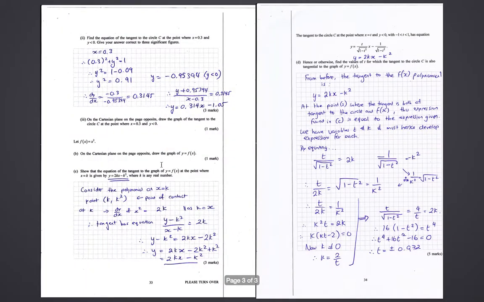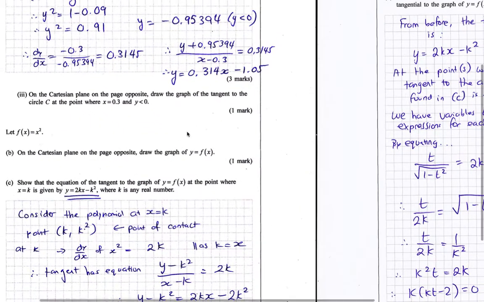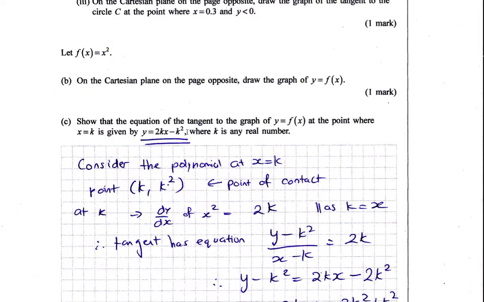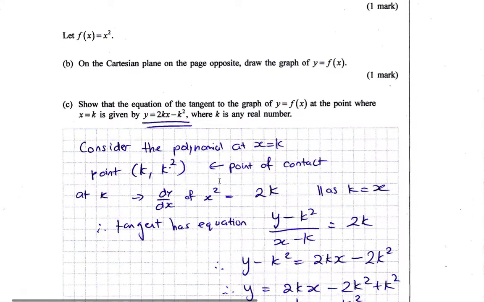Okay, so we've drawn our graphs on, and now we're getting to the fun stuff. This is where we're getting to quite a bit of algebraic manipulation, but it's going to be pretty fun in my opinion. So show that the equation of the tangent to the graph y equals f of x at the point where x equals k is given by that expression there. We consider the polynomial, because that's what it is. Y equals x squared is our f of x from before.